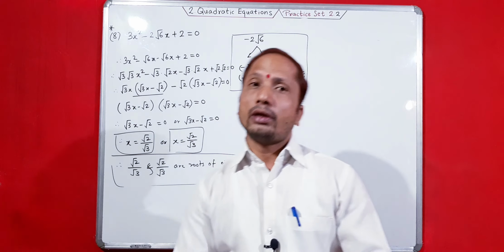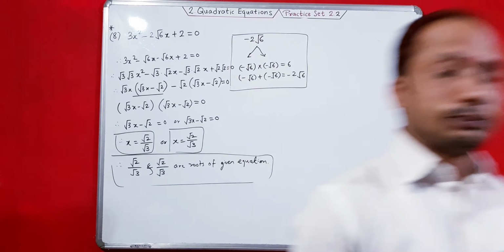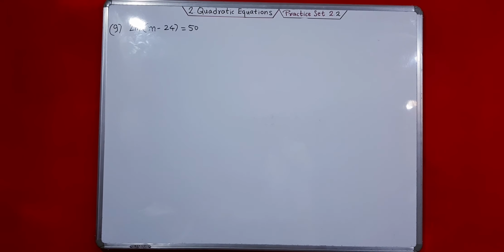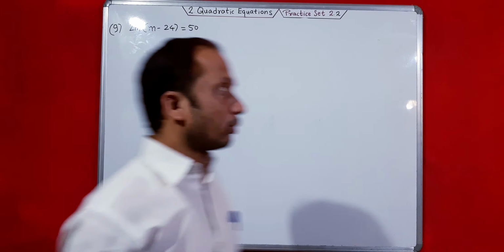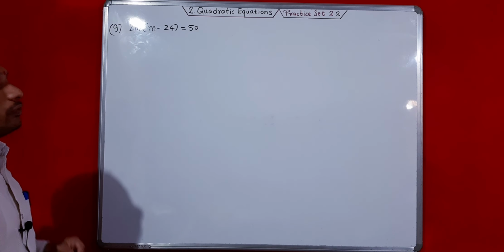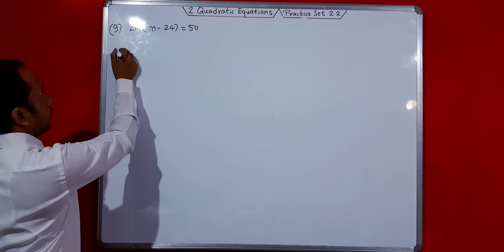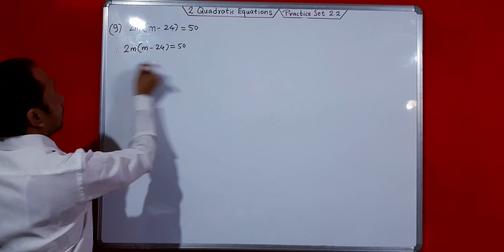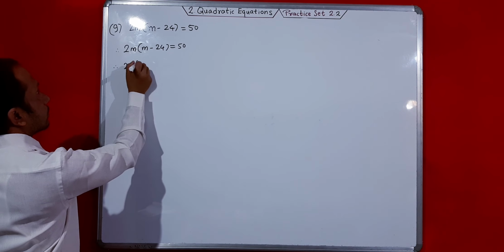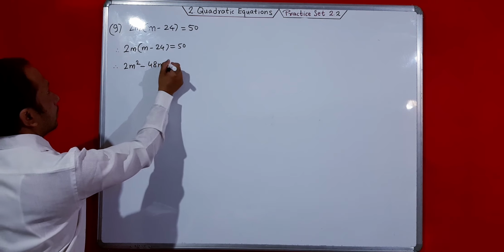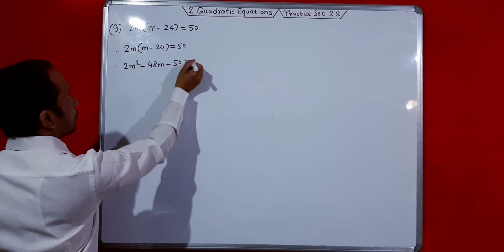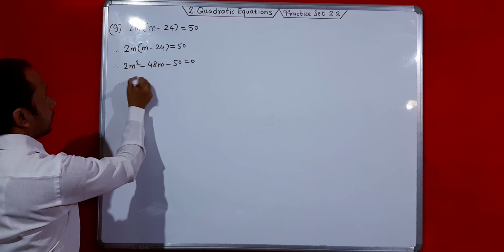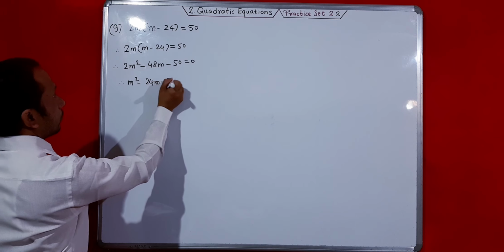So this is problem number 8, and now we are going to solve problem number 9. Okay, so we'll solve problem number 9. 2m into bracket m minus 24 is equal to 50. Therefore 2m minus 24 is equal to 50. Therefore multiply by 2m, so 2m square minus 48m, and take this to this side, minus 50 is equal to 0. Okay, divide both sides by 2. Dividing both sides by 2, we'll get m square minus 24m minus 25 is equal to 0.